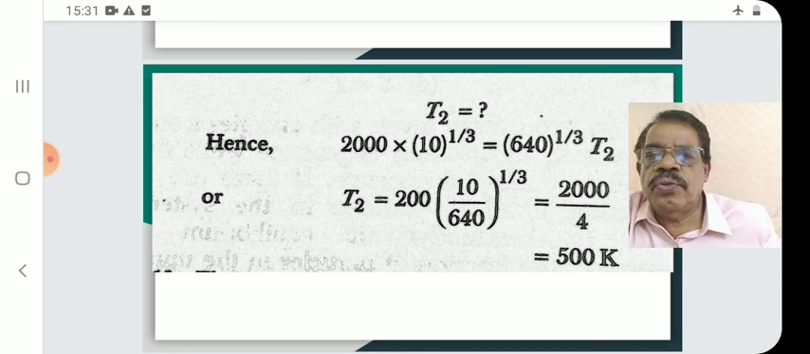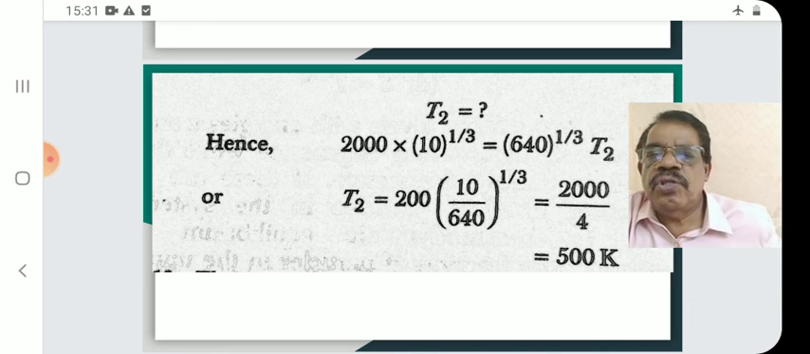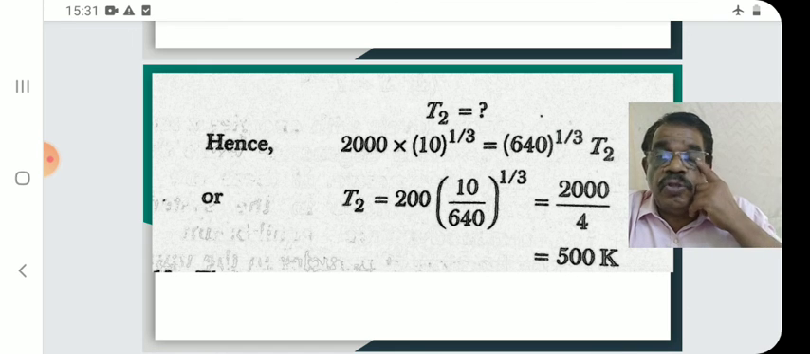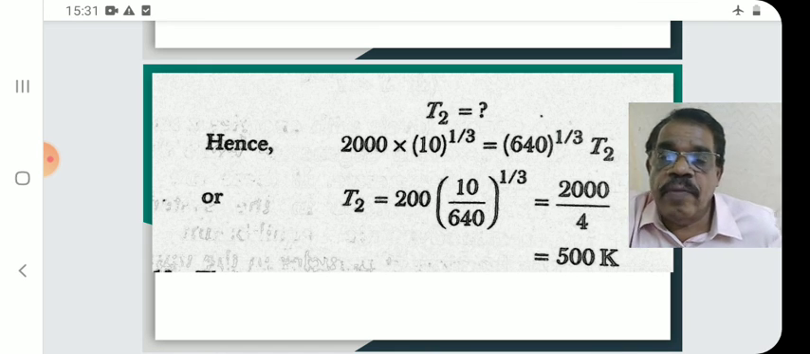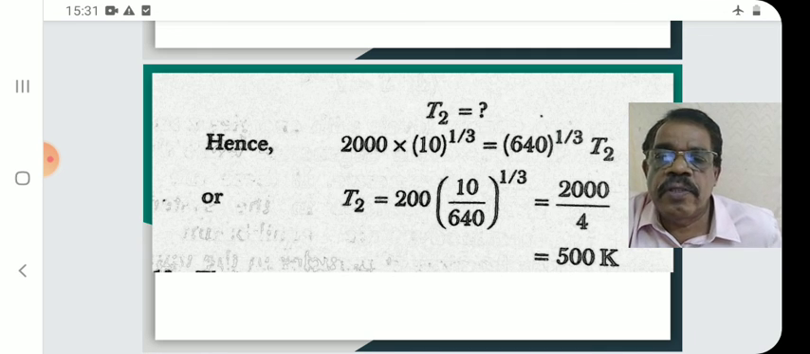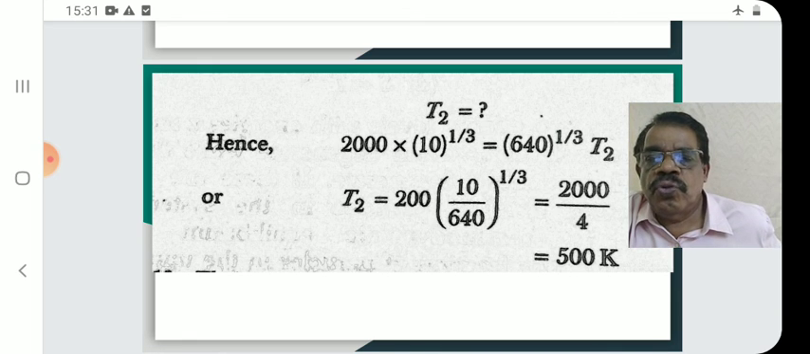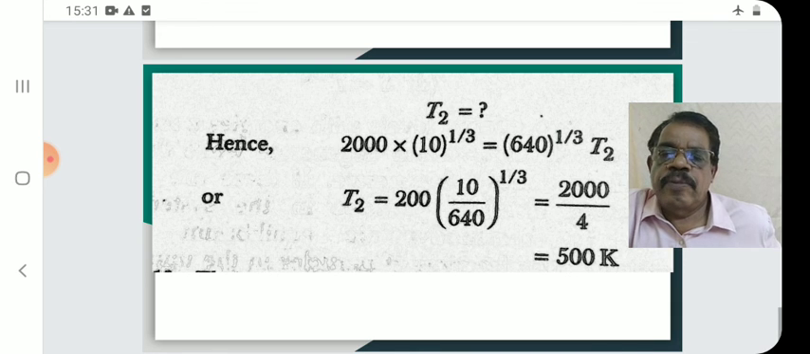Hence 2000 into 10 raised to 1 by 3 is 640 raised to 1 by 3 into T2. That is, T2 is 2000 into 10 by 640 raised to 1 by 3. You can easily calculate without a calculator. 10 will cancel, leaving 1 by 64. The cube root is 4. 2000 by 4 is 500 K. So the answer is 500 K.